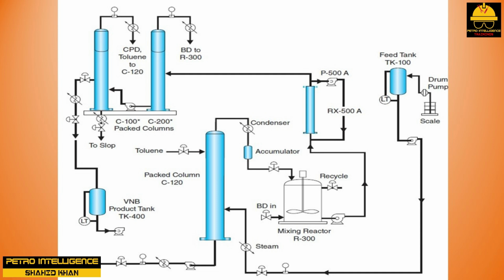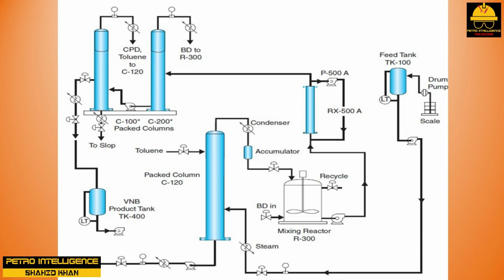A reflux stream also enters the top of the tower and returns CPD, BD, and toluene. As the feedstock enters the pack tower, it cracks from DCPD to CPD. The heavy, aromatic oil stays in the bottom of the tower and acts as a temperature stabilizer. The overhead product is condensed and sent to a chilled mixing reactor.